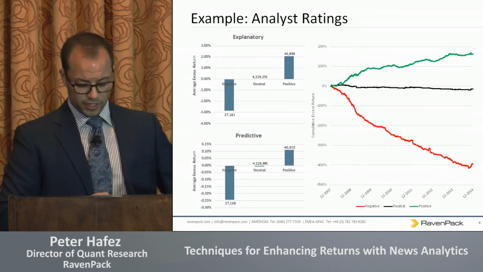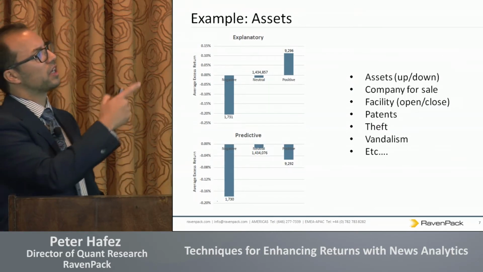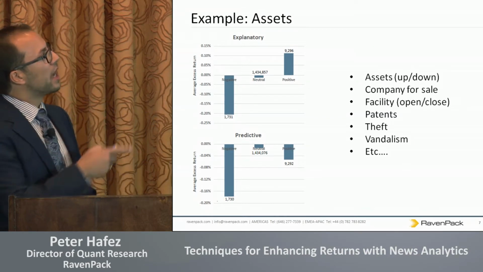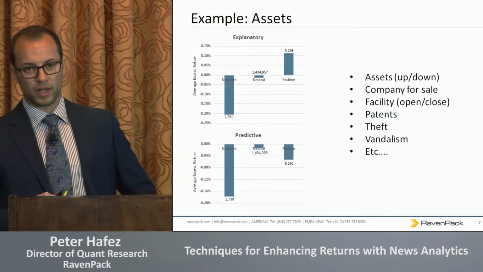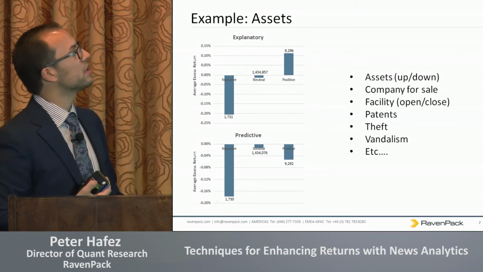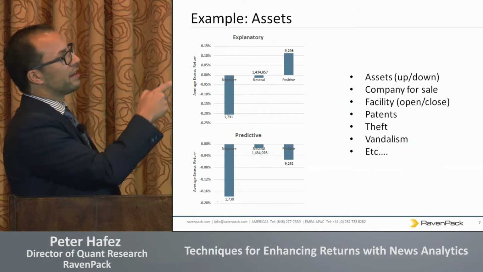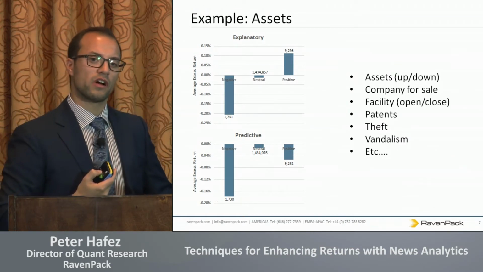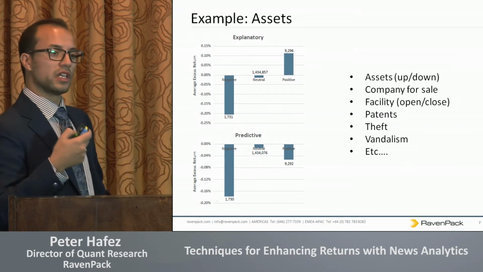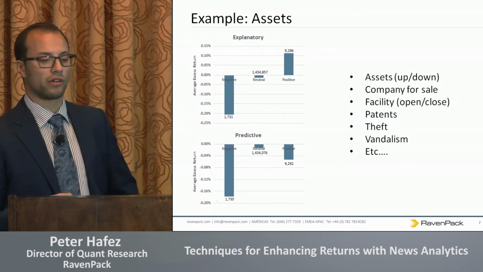If we look at another example of assets, we have a group called assets, and that contains both when companies open or close facilities, have news about patents, theft, or vandalism. Again, we see from the explanatory return that positive sentiment stocks outperform negative sentiment stocks. You still see that on the predictive side, but what you also see is that the positive sentiment stocks seem to go through some sort of reversal. So there's been an initial overreaction intraday, and then you actually see it doing slightly worse or pulling back the following day.